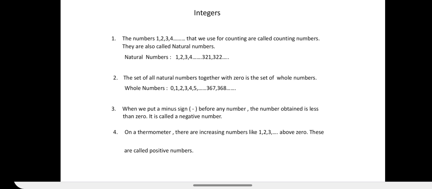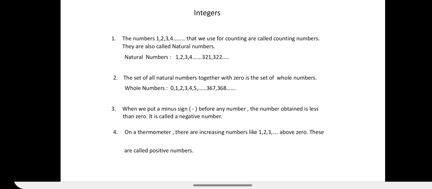Second point, the set of all natural numbers together with 0 is the set of whole numbers. Whole numbers are 0, 1, 2, 3, 4, 5. That is, it includes 0. When we put a minus sign before any number, the number obtained is less than 0. It is called a negative number.